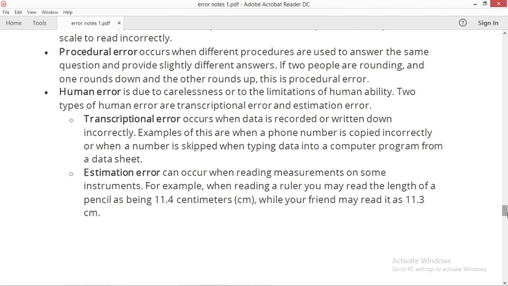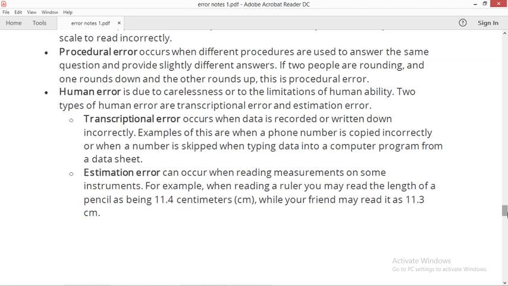At that time also, it is very common to make a mistake. So this is nothing but transcriptional error. Estimation error can occur while reading measurements on some instruments. For example, when you are reading a ruler, you may read the length of a pencil as being 11.4 centimeters, while your friend may read it as 11.3 centimeters. See, again in this one, it is all based on the perspective. It is all based on how you are looking at it. The perspective of two different persons can give two different values, and that can be estimation error.